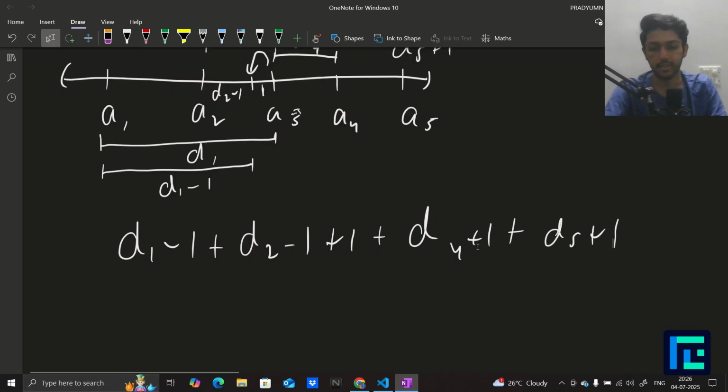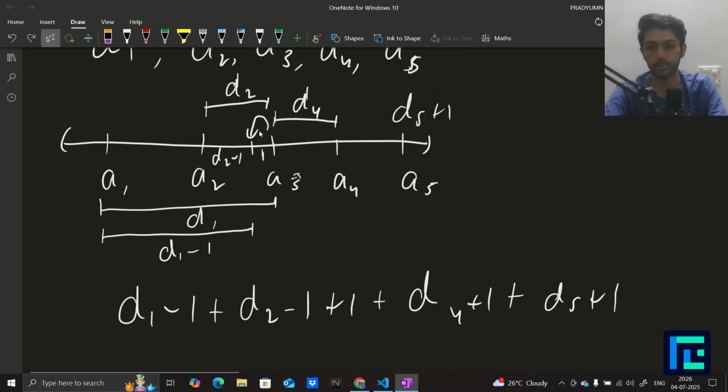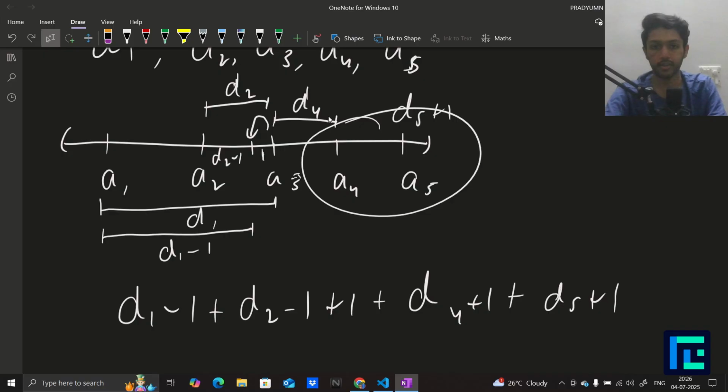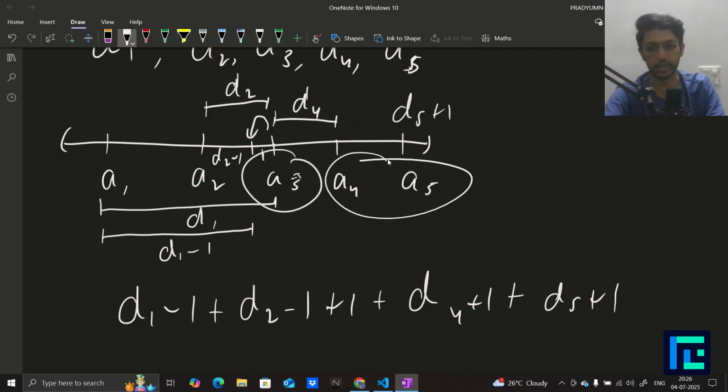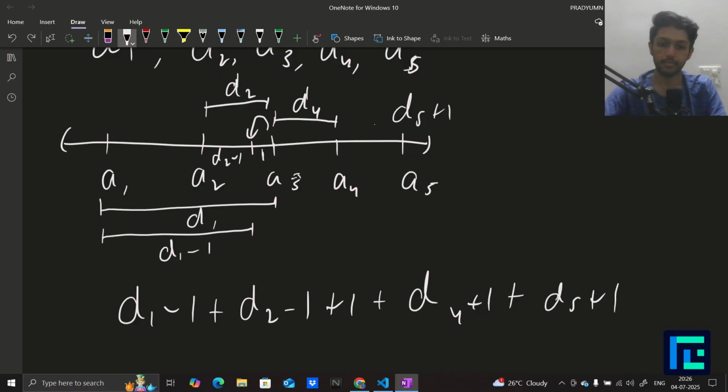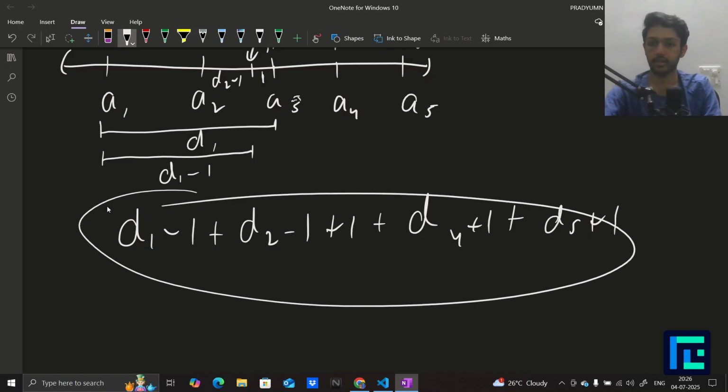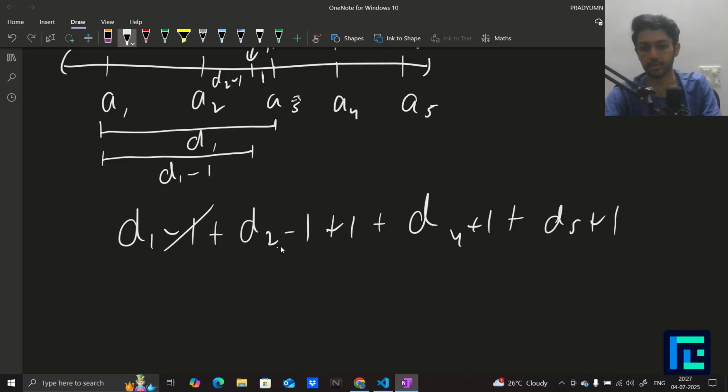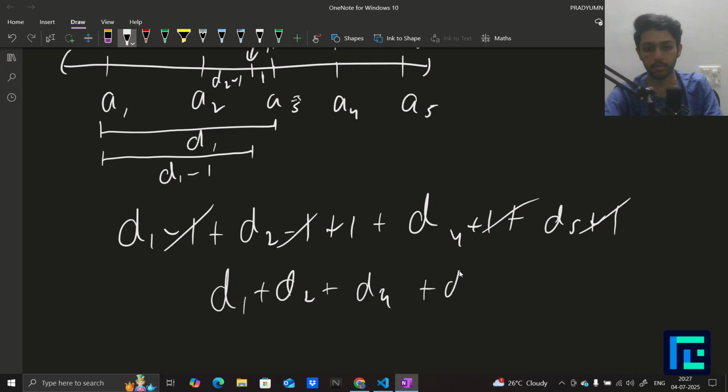Essentially, since we moved this center point to the left, all the points to its right have to move one more step, because we are going away from those points. So this is the entire expression here. Now you can see that we have two minus ones and two plus ones, so they cancel out. But what about this plus 1? It is remaining. So in this case, we got a distance of d1 plus d2 plus d4 plus d5 plus 1.